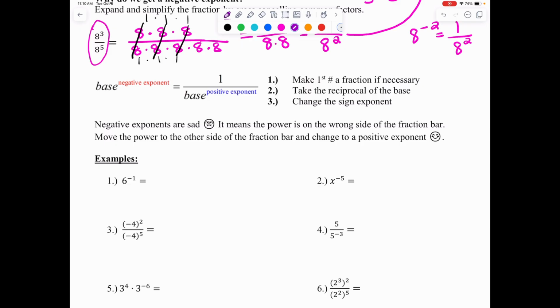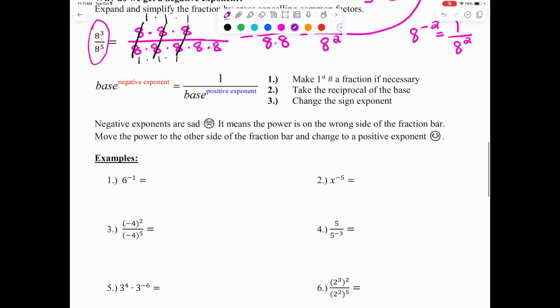And I'll walk you through these steps as we try some of these examples. We're going to make sure the first number is a fraction if necessary, so that we can then take the reciprocal of it and change the sign on that exponent from negative to positive. Another way you can think of it is this phrase that we listed below. Negative exponents are sad. It means the power's on the wrong side of the fraction bar. That means it's on the top when it should be on the bottom. So we're going to move that power to the other side of the fraction bar, which is the bottom, and change it to a positive exponent. And then we'll be happy again. So let's look at some examples together.